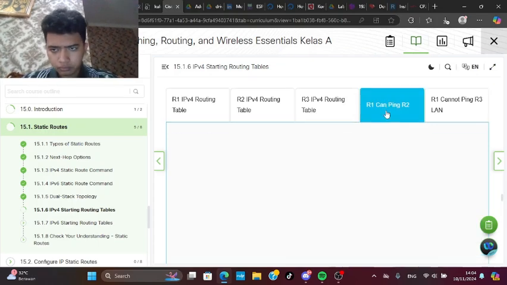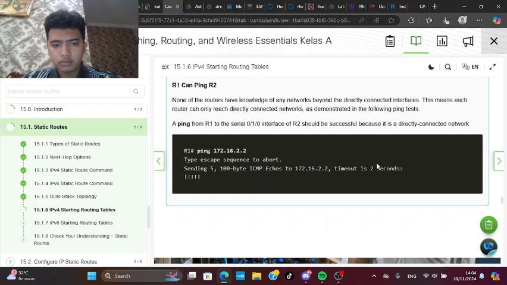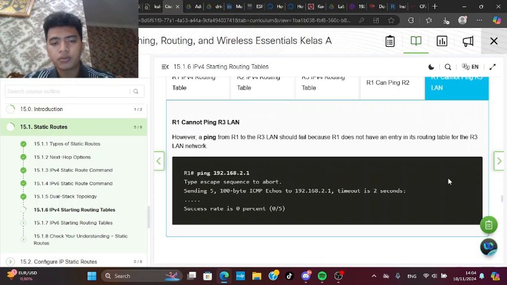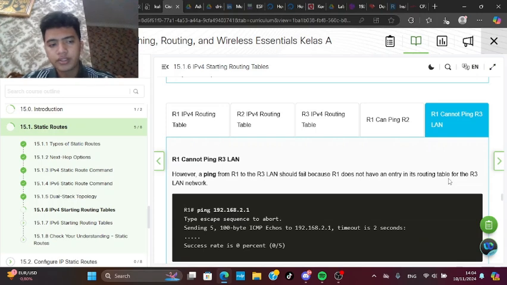We can see that router 1 can ping router 2. None of the routers have knowledge of any network beyond the directly connected interface. This means each router can only reach directly connected networks, as demonstrated in the following ping test. Router 1 cannot ping the router 3 LAN, because router 1 does not have an entry in its routing table for the router 3 LAN. Because they don't have IP version 4 and IP version 6 static routes, they can only ping directly connected networks.